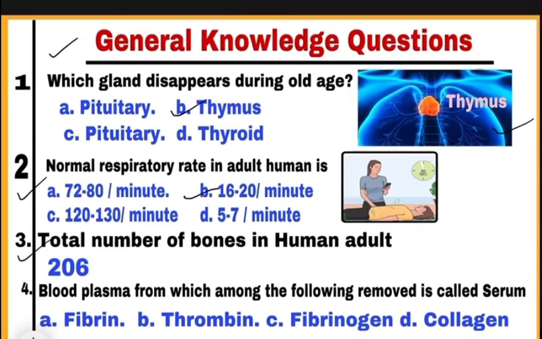Question number 3. Total number of bones in a human adult. The total number of bones in a human adult is 206. In a baby's body, about 300 bones are there at the time of birth.